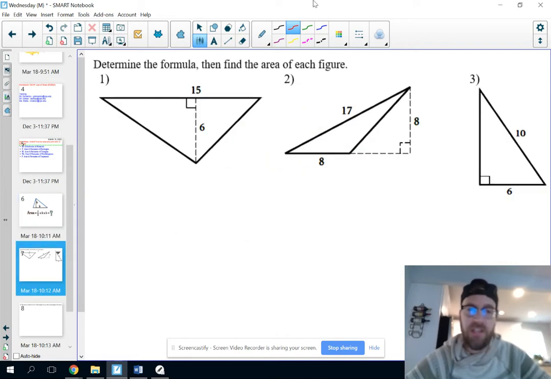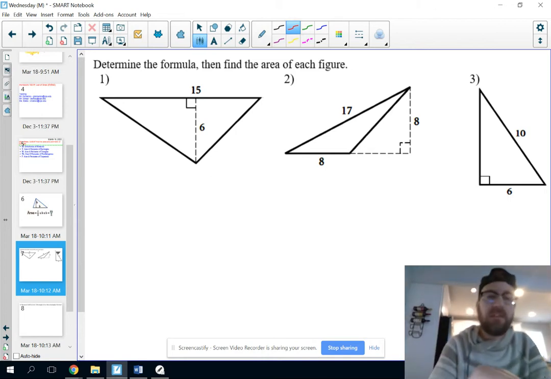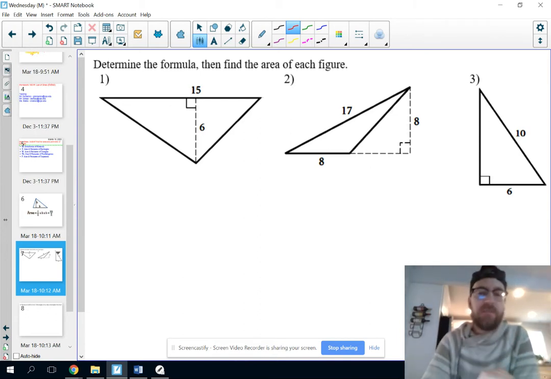So let's look at a couple examples from your worksheet. This is worksheet number 2. So number 1 is the most basic. Number 2 gets a little harder. 3, the toughest there. So I'll talk about 2 and 3 a little bit. Only one I'm going over completely is number 1. So determine the formula. We already determined that for all of these. It's all triangles, base times height divided by 2.